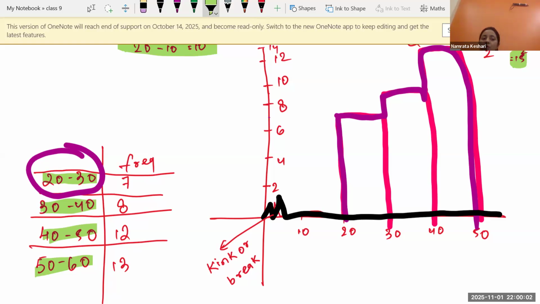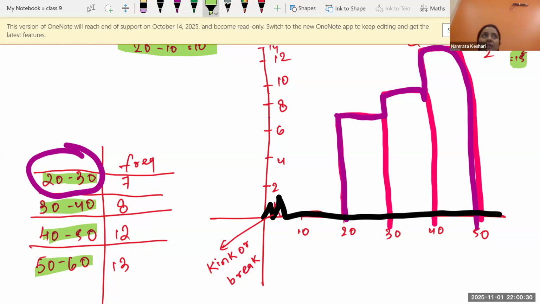This data goes 20 to 30, 30 to 40, 40 to 50, 50 to 60. It was continuous. What does that mean? Continuous means 20 to 30, then the next data point starts from 30 to 40, so it is continuous, right? Yes, ma'am. If the data is not continuous, then what we will do, I'll be explaining.